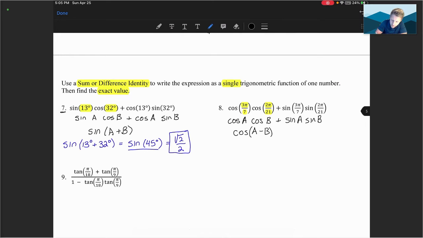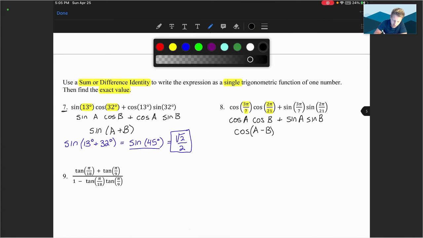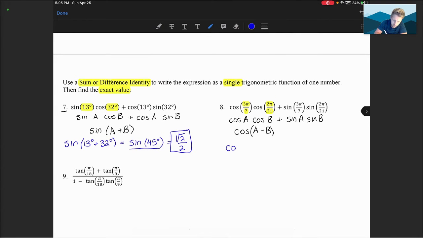So I can rewrite this expression as the cosine of A minus B, which is the 2 pi over 21. So we're part of the way there. Now we just have to evaluate what type of angle this is, and then we'll evaluate into the cosine function.